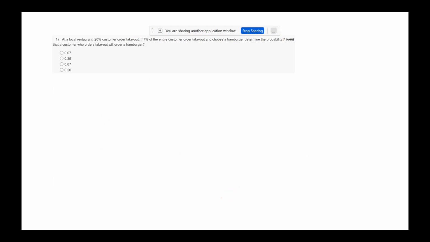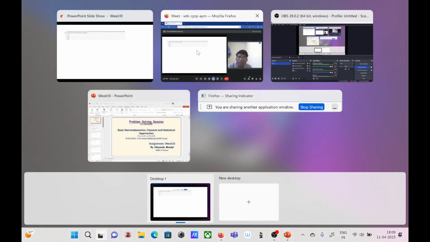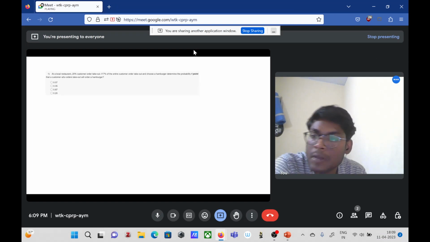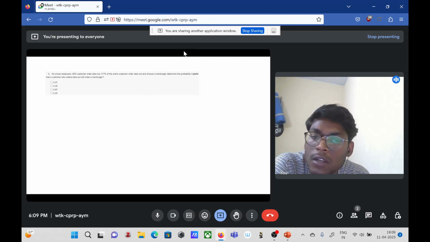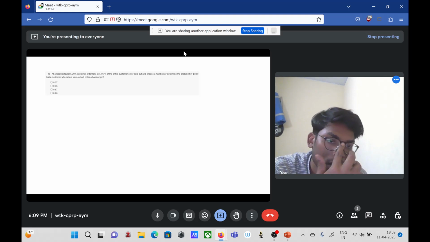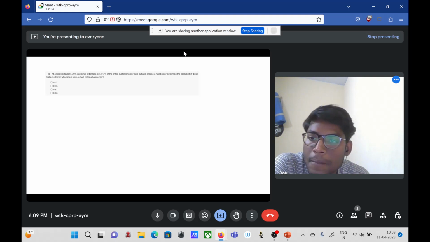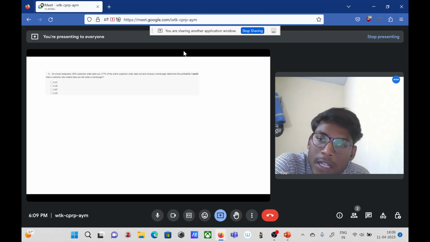Okay, so the first problem is quite easy. It says that at a local restaurant, 20% of customers order takeout. Okay, so 20% of the customers take out the order. If 7% of the entire customers order takeout and choose a hamburger, determine the probability that a customer who orders takeout will order a hamburger.